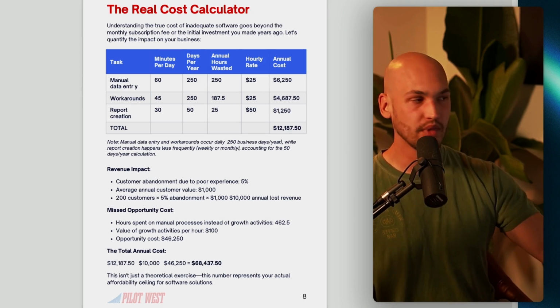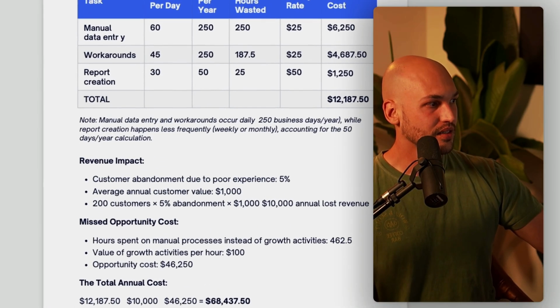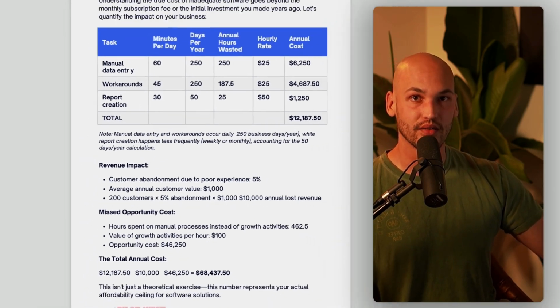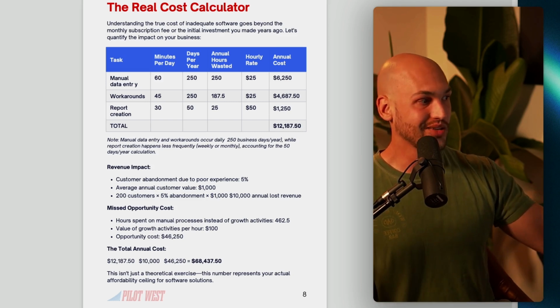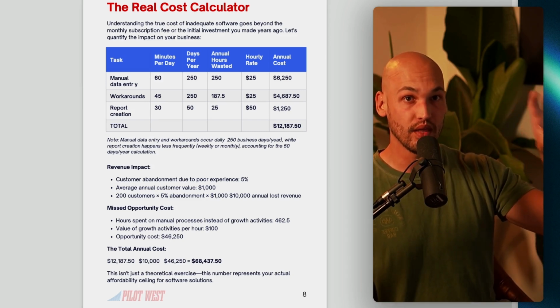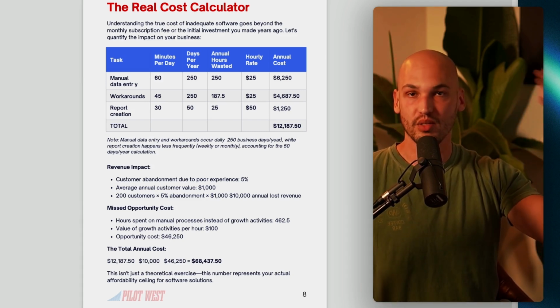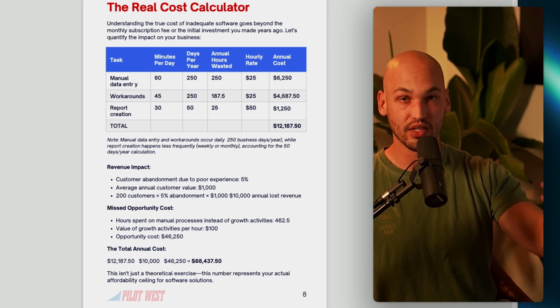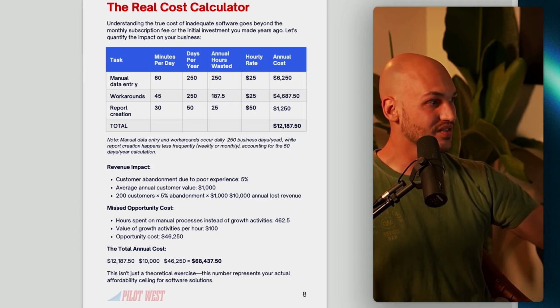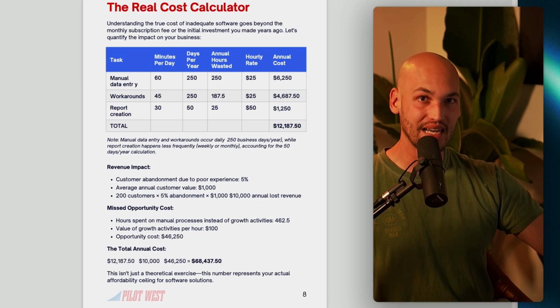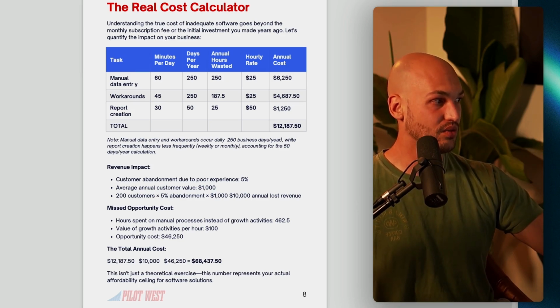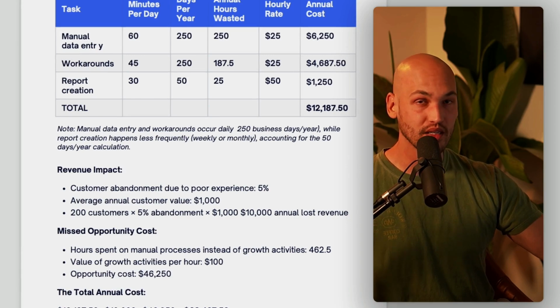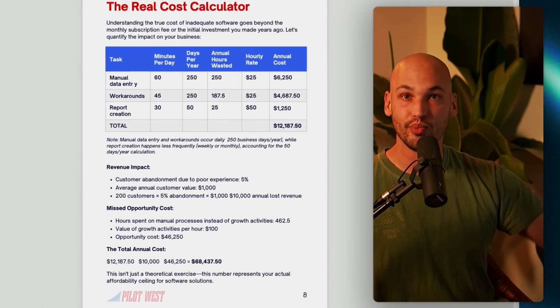It doesn't just stop there though, because you have to understand there's also a revenue impact for this, especially if you're direct to consumer or you're B2C and you interact directly with a customer, or maybe there's some piece of technology that your customers can order stuff online through you. If there's any kind of bad interference or friction within your checkout process, that can equate to something like a 5% abandon rate due to poor experience.